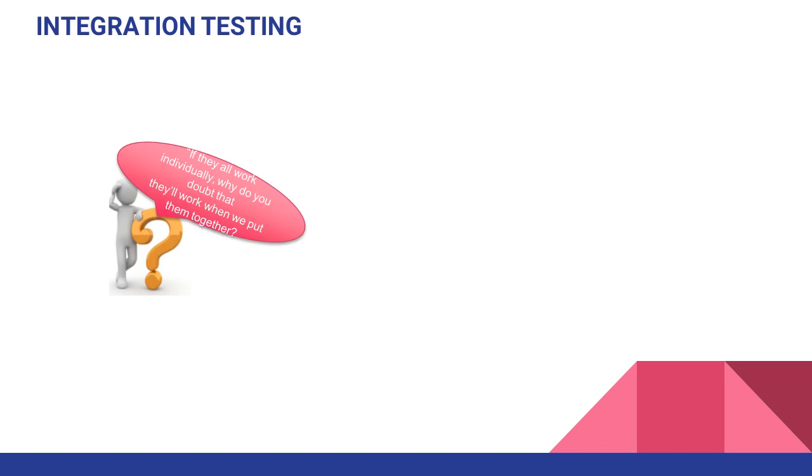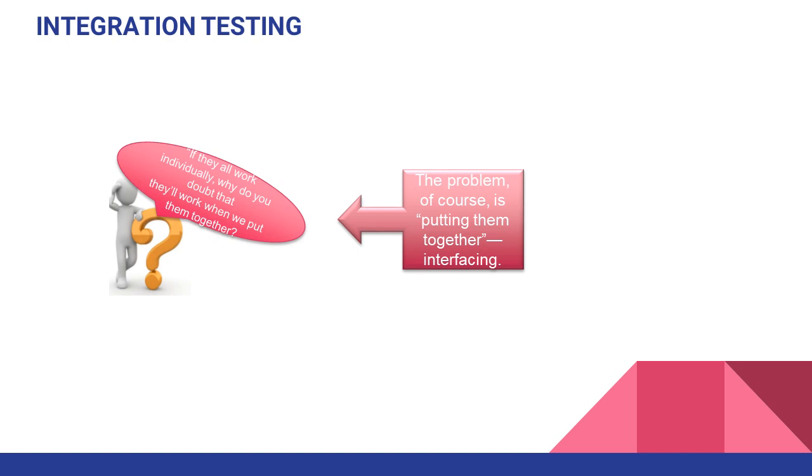A neophyte in the software world might ask a seemingly legitimate question: once all the modules have been unit tested, if they all work individually, why do you doubt they will work when we put them together? The problem, of course, is putting them together, interfacing. Data can be lost across an interface. One component can have an adverse effect on another. Subfunctions, when combined, may not produce the desired major function. Individually acceptable imprecision may be magnified to unacceptable levels. Global structures can present problems. Sadly, the list goes on and on.